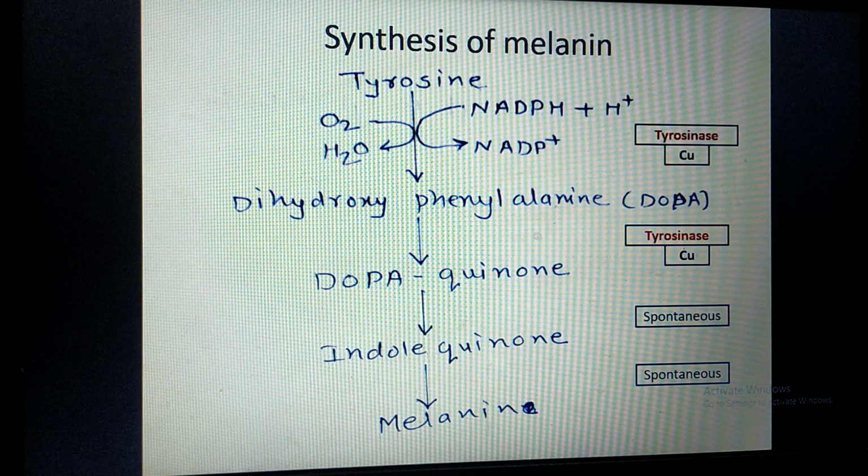So for each product 1 oxygen atom is added. Therefore such enzymes are called monooxygenase. Later on the same enzyme converts dihydroxyphenylalanine into dopaquinone. Dopaquinone spontaneously gets converted to indolequinone and indolequinone gets converted into melanin spontaneously. So in this way melanin is synthesized in the melanocytes which are present in the skin with the help of the enzyme tyrosinase, and remember the cofactor is copper.